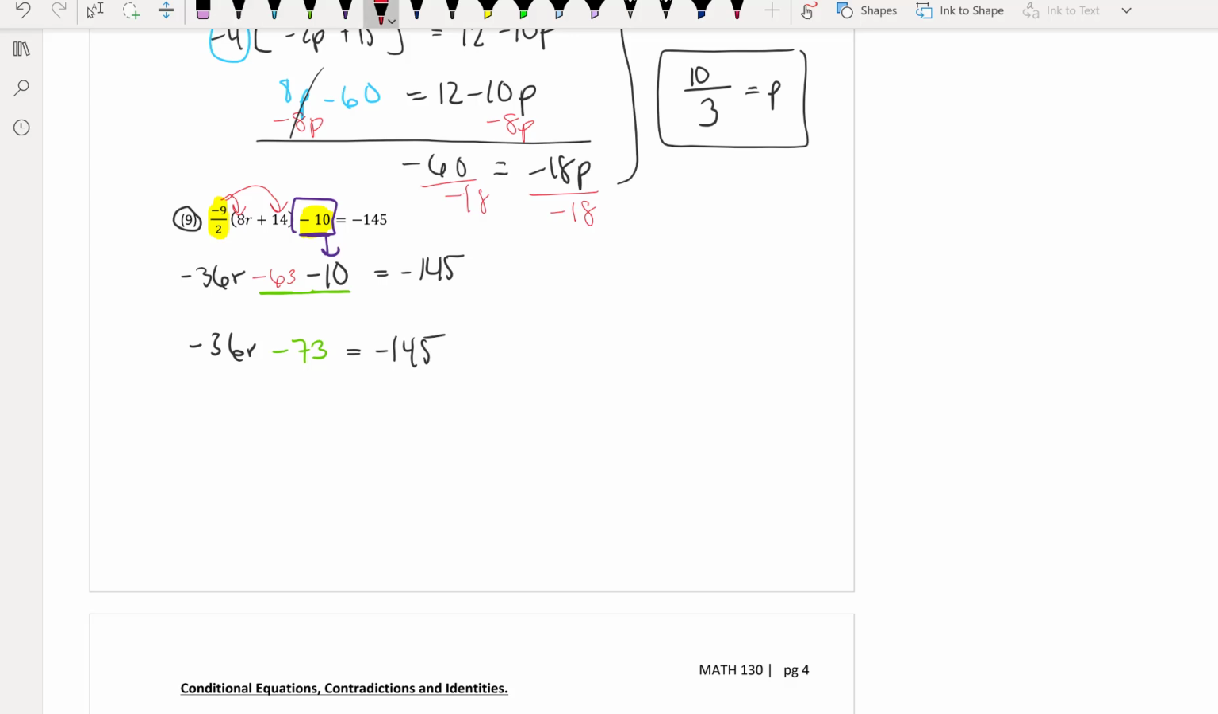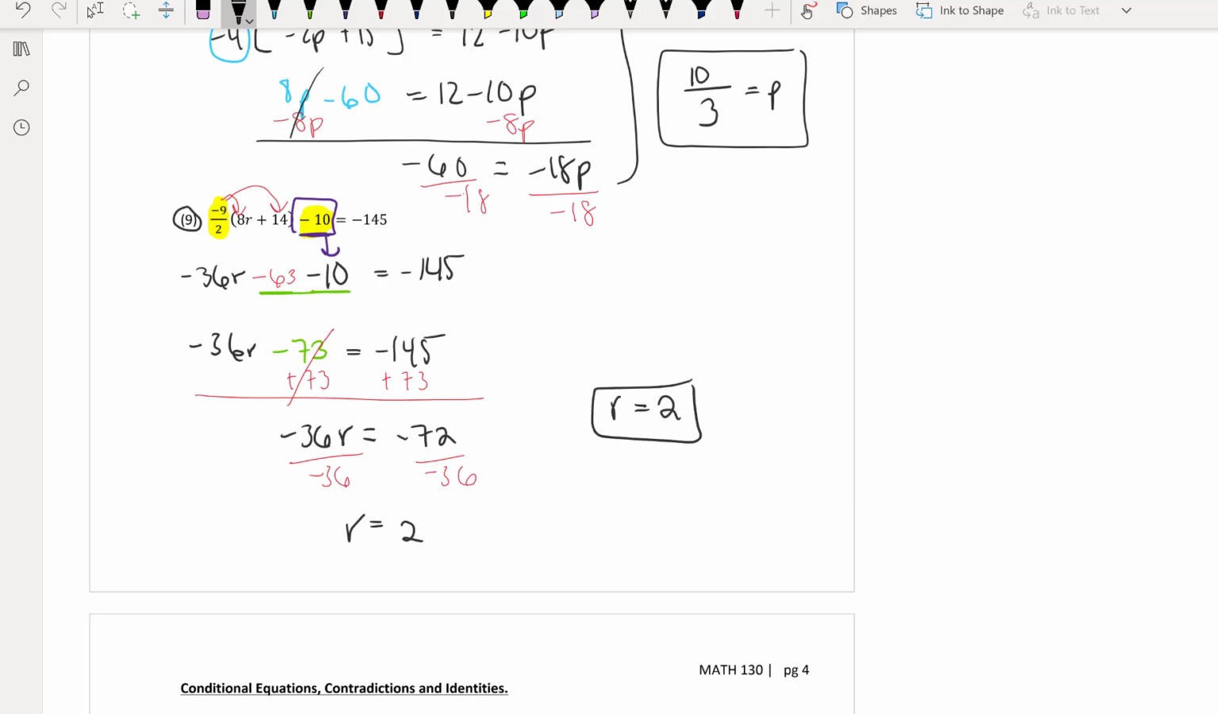So now to get the r by itself, I'm going to add 73 to both sides. So I can have a negative 36r is equal to, if I have negative 145 plus 73, that's going to give me a negative 72. So now divide by a negative 36 on both sides. And that's going to give you a positive 2. So here my answer is going to be r is equal to a positive 2.